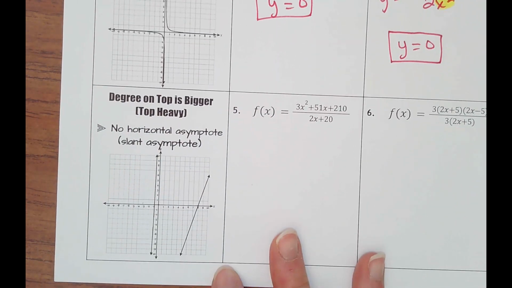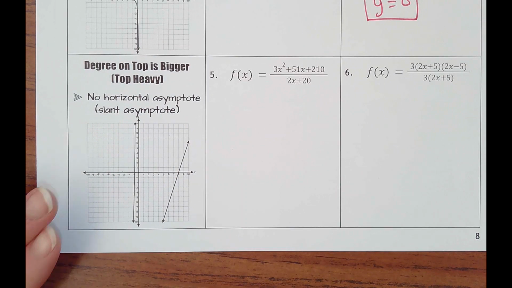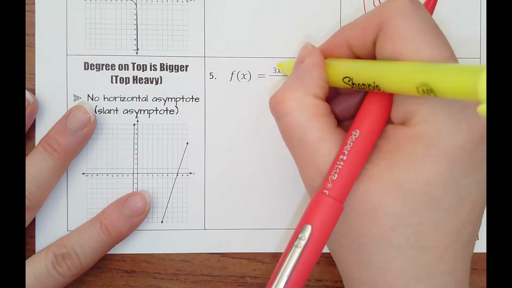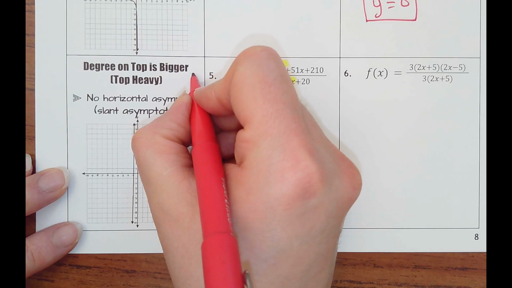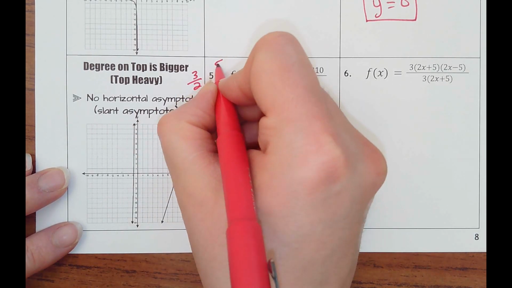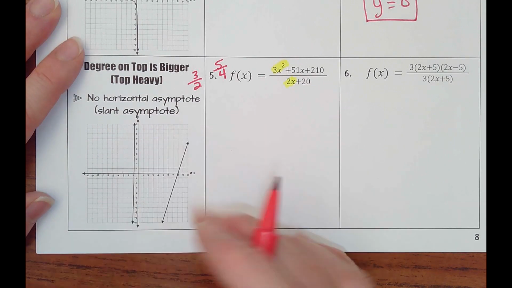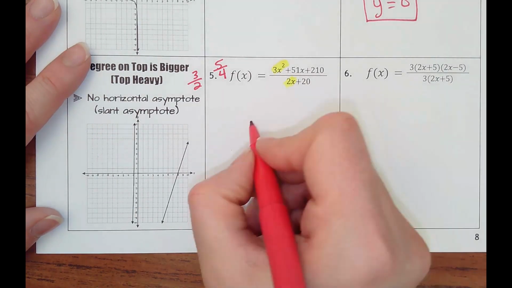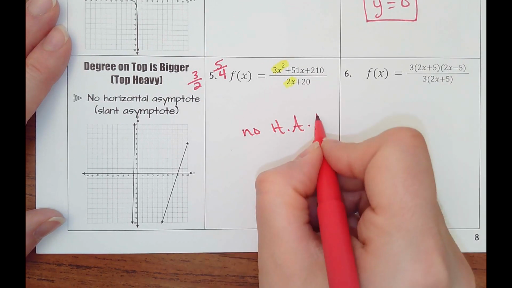Okay, last case. They're top heavy, so find the highest degree or exponent. So you have x squared over x. Think of these as being like 3 over 2 or 5 over 4. These are called improper fractions. They're top heavy. They need to be fixed. They're not as neat as the other ones. They're going to have no horizontal asymptote. So as soon as I see they're top heavy, no horizontal asymptote.